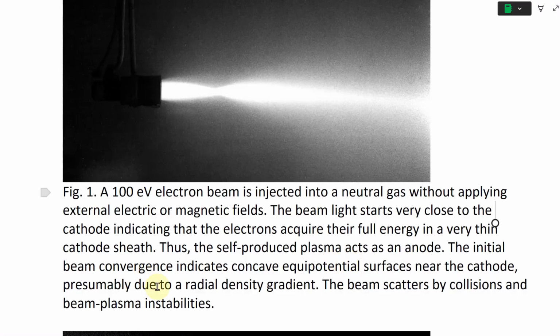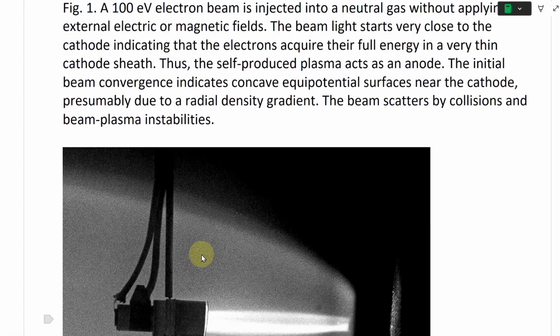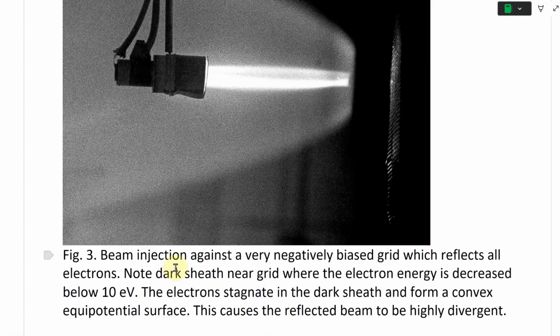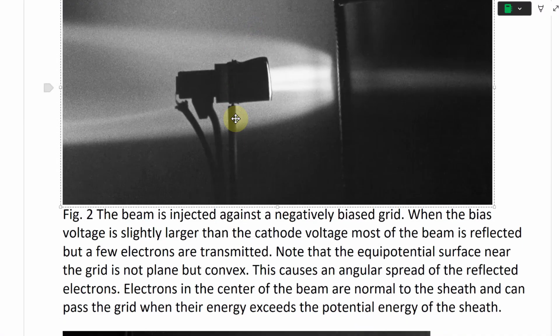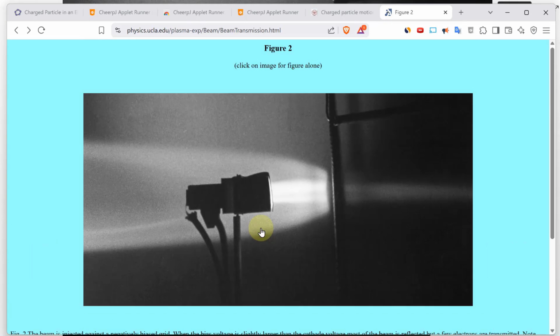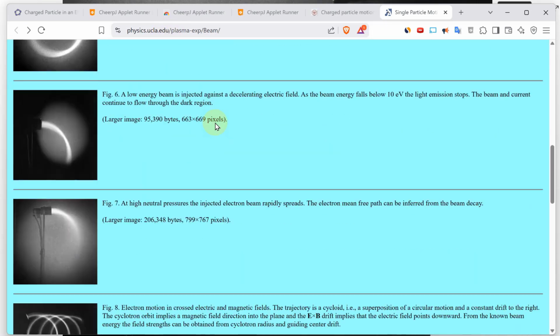Near the cathode, presumably due to a radial density gradient, the beam scatters by collisions and beam plasma instability. So interesting. So beam plasma is unstable and expands out, but it looks like it wants to compress again. So that's pretty fascinating. And now here is figure 2. So, did I miss figure 2? All right, here, yes, I actually did miss figure 2. And here's the actual original site here. Here's the original one here, single particle motion, from the UCLA website right here.